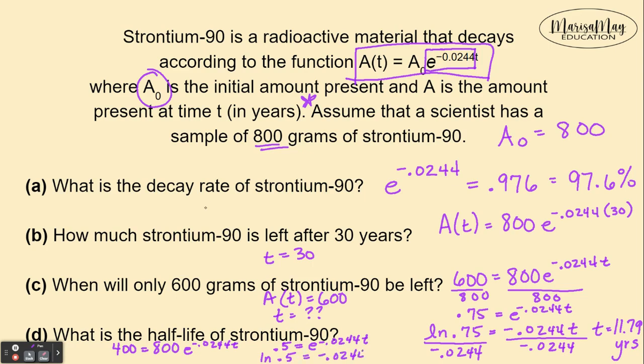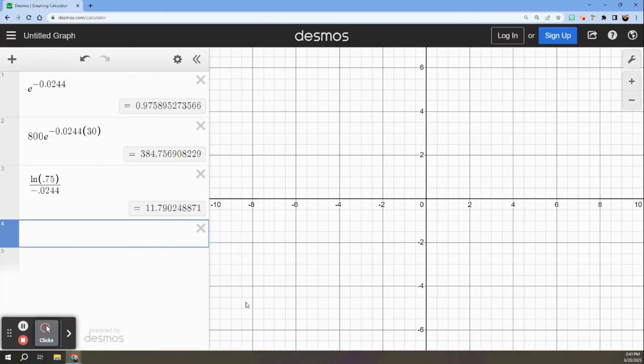Same process I'm using to solve for both part C and part D here. Then I'm going to divide by that negative 0.0244. Let's go to the calculator so we can get a value for this one. All right, let's type in that ln one more time, and I'm going to use a parentheses to put in the 0.5. Close that parentheses, and then divide by the negative 0.0244. And you can see in this case that it will take about 28.41 years. So about 28 and a half years for there to be half of the material left.